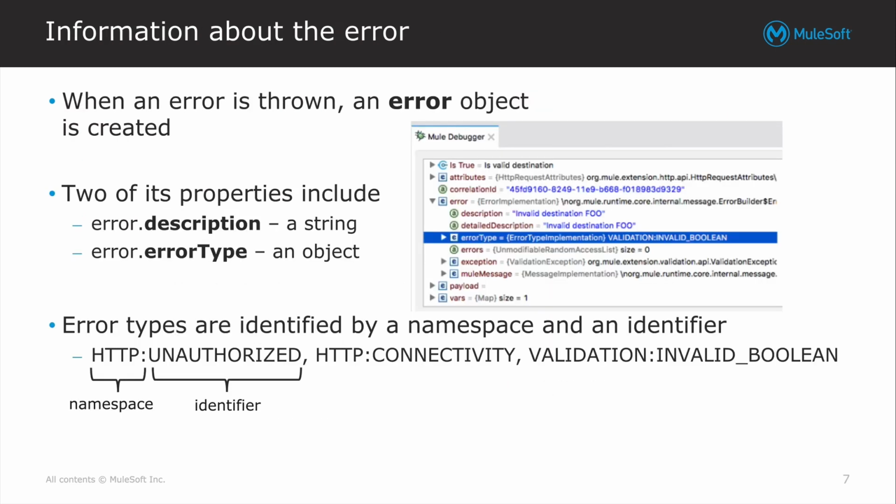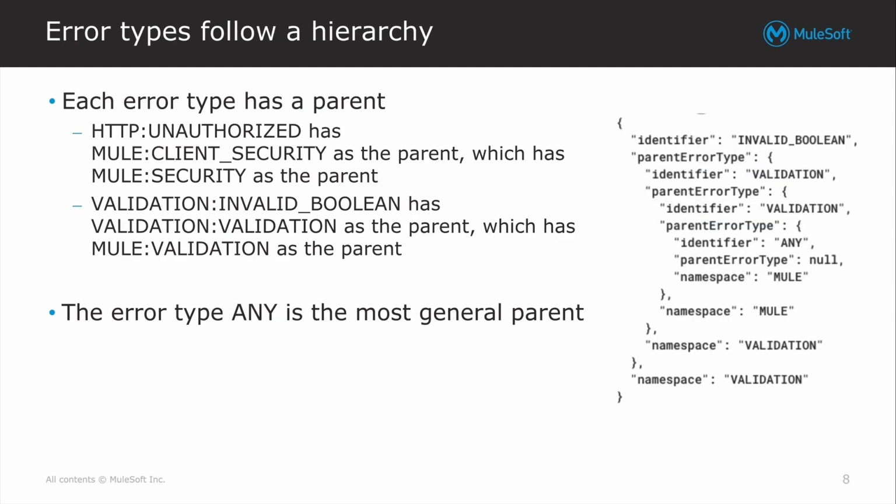When an error is thrown, an error object gets added to the Mule event. It contains many error properties, but the most important ones are the error.description, which is a string, and the error.type, which is an object giving the lineage of the error, and it is described by a namespace and an identifier. Error types are hierarchical in nature, which allows for different levels of granularity for catching errors. This gives you the flexibility to configure an error scope for a specific namespace and identifier, or for any identifiers in the namespace.